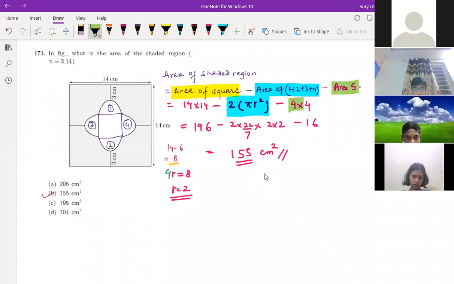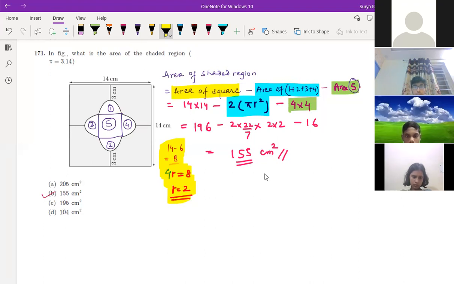Area of a square is 4 into 4. Which is the area of a square? This is the area of a square. That is 5. I've written here 5. Area of 5 is nothing but area of a square. So how is 4 and 4 coming? That I have done by this one. Here I have done this. See, that is 14 minus 6. That is 8. And 4 times the radius is nothing but 8. So radius is equal to what? 2.